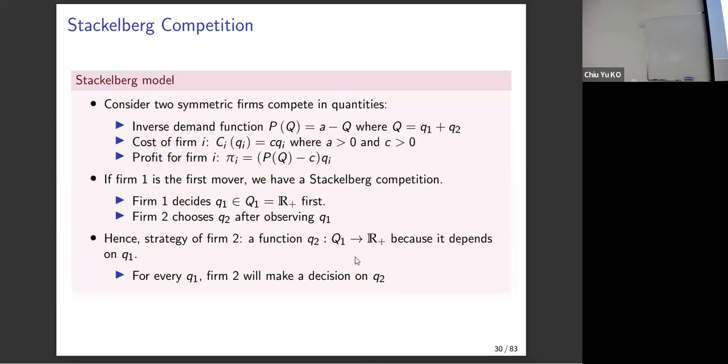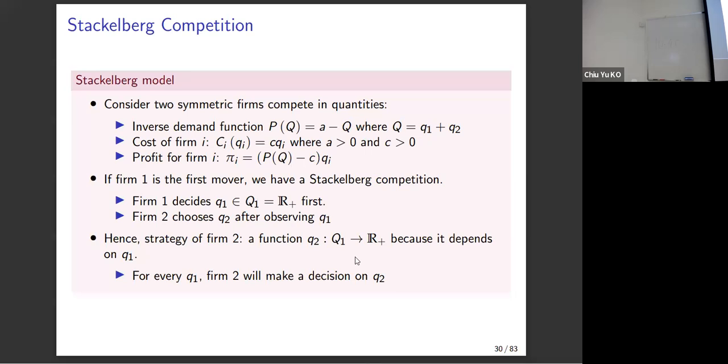And inverse demand, constant marginal cost, profit is standard, okay? Now the only difference is player one moves first, player two moves second, okay? How to solve this game? It's very simple. We just solve it by backward induction, okay? And you will ask, player one can choose from 0 to infinity, or 0 to a positive number, whatever, right?